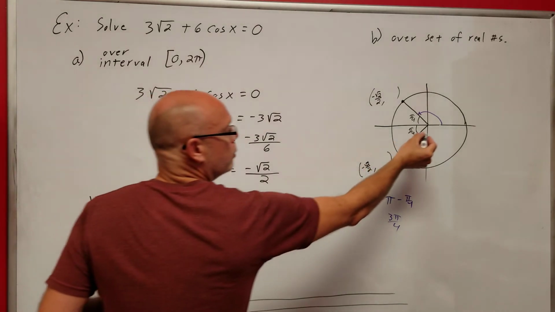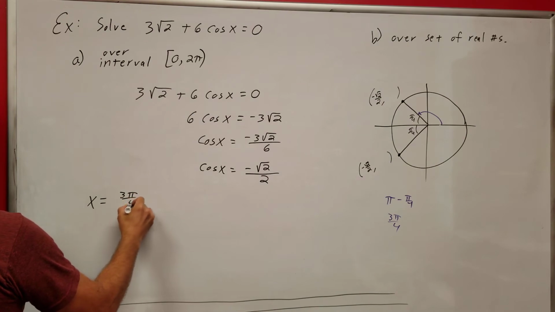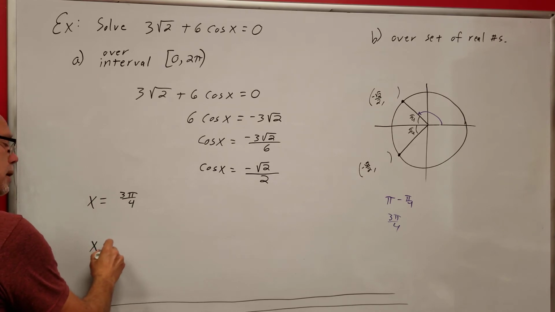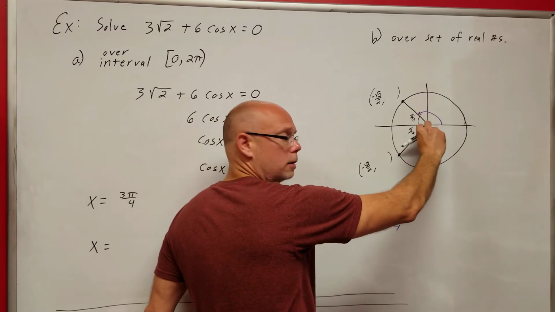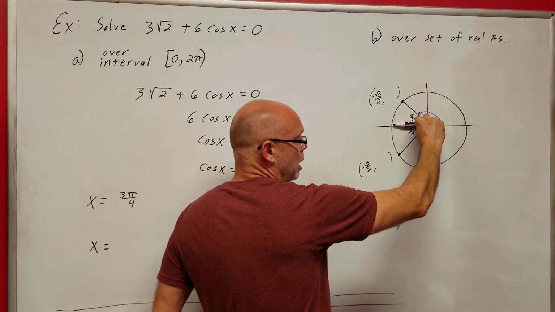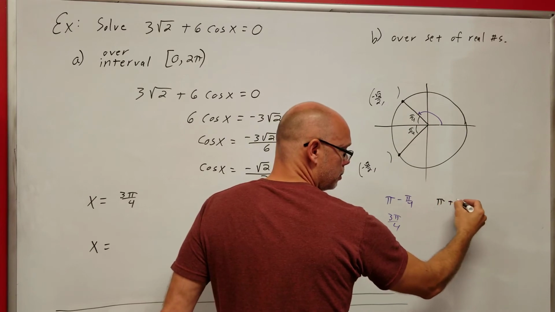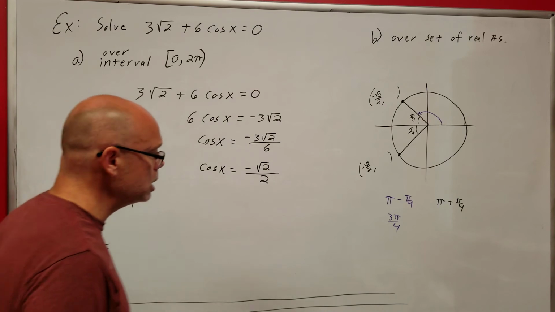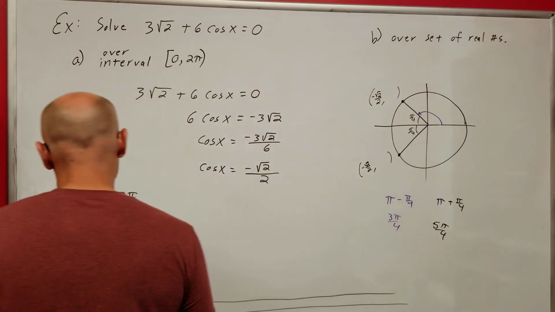So 3 pi over 4 is this angle here. So I'm going to list 3 pi over 4 there. Okay? How about that other angle? The angle that goes from here to here. Well, wouldn't that be pi plus pi over 4 more? What does that give me? 5 pi over 4? So I'm going to put 5 pi over 4.